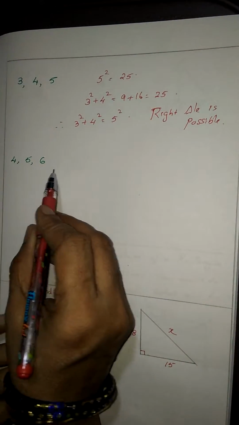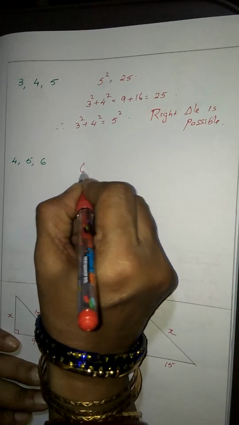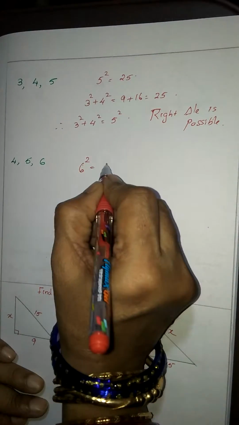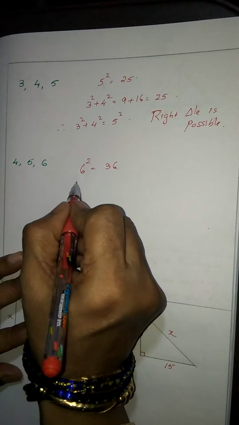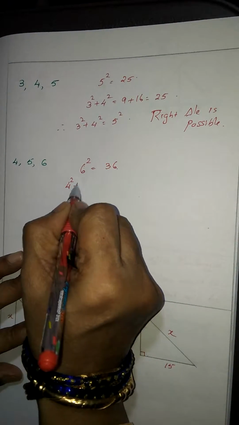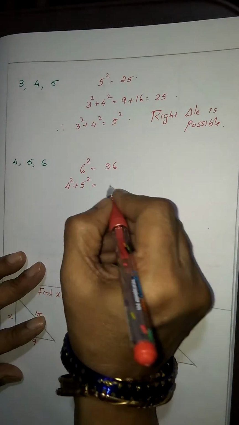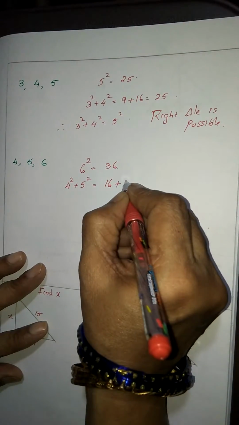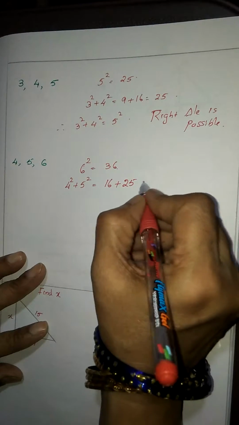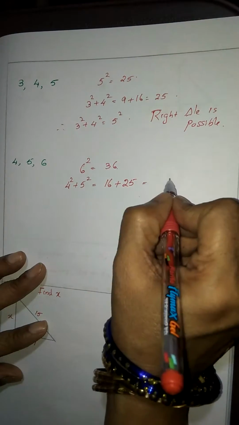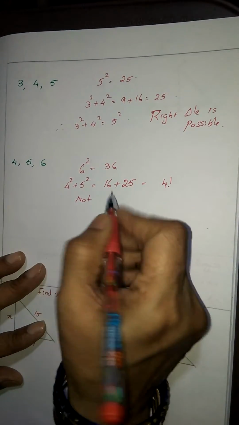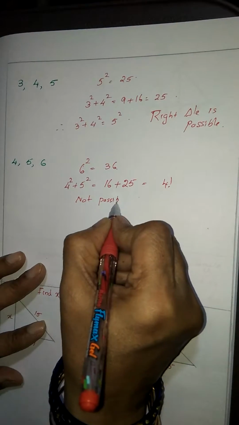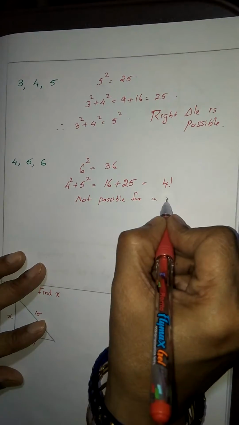Now 4, 5 and 6. Again we will take 6 squared is equal to 36. Then we will see 4 squared plus 5 squared is equal to 16 plus 25 is equal to 41. So it is not possible for a right triangle.